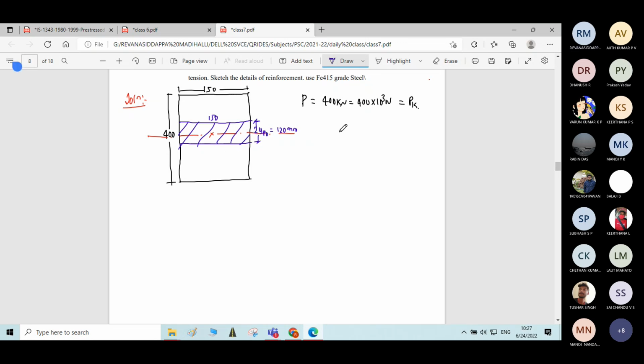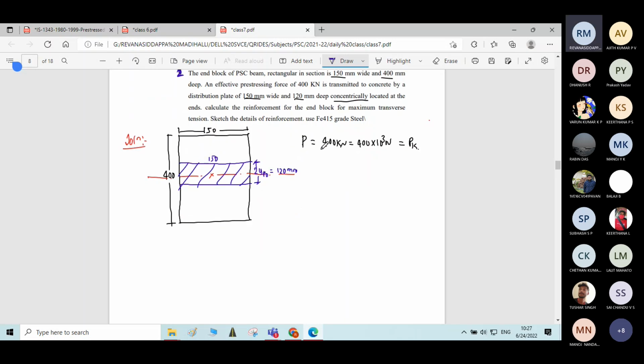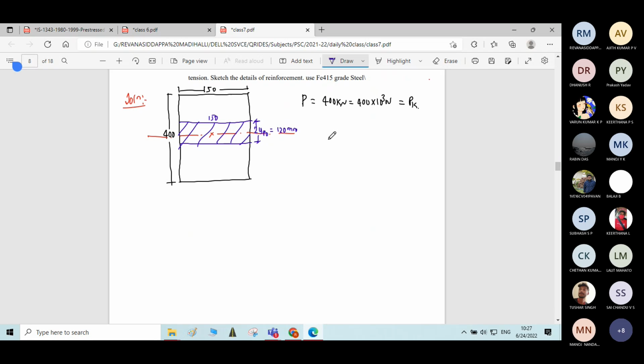Okay. Calculate the reinforcement for the end block for maximum transverse tension. Sketch the details of reinforcement. We have to design the end block, that's it. Now in this case we can find Y1, correct? Y1 is the distance of the nearest fiber from the center of the pre-stressing force. Y1 is equal to 400 divided by 2, 200 mm.